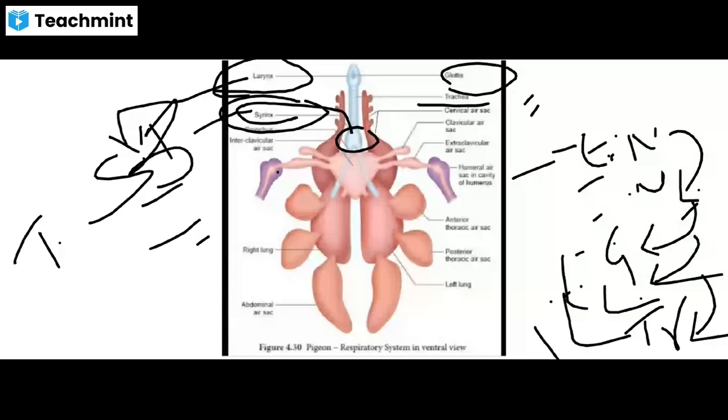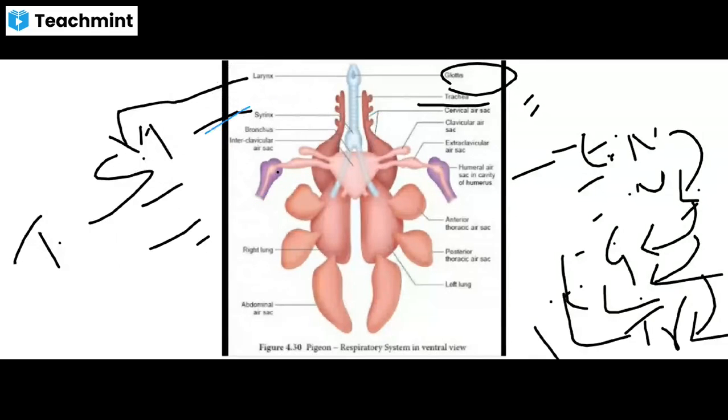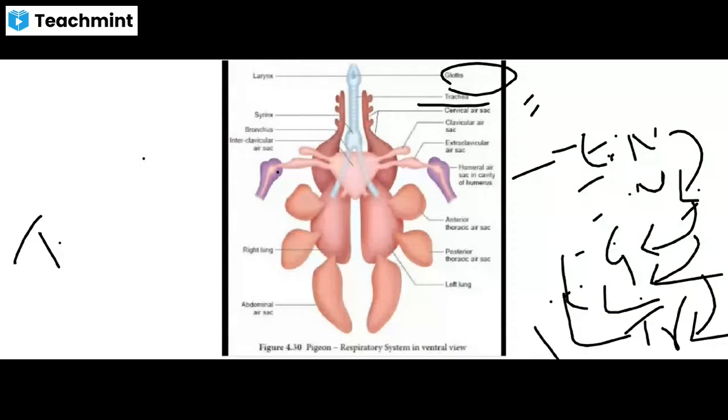Syrinx consists of a cavity called the tympanum. The syrinx has a wide space, and this cavity is called the tympanum. Next, the wall of the tympanum is supported by the last 3 or 4 rings of the trachea and the first half ring of each branch.